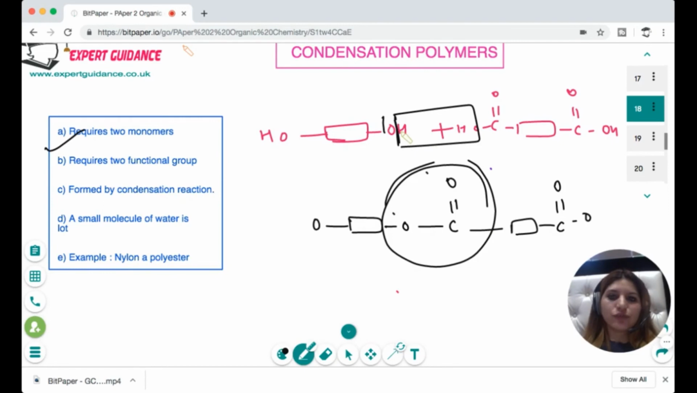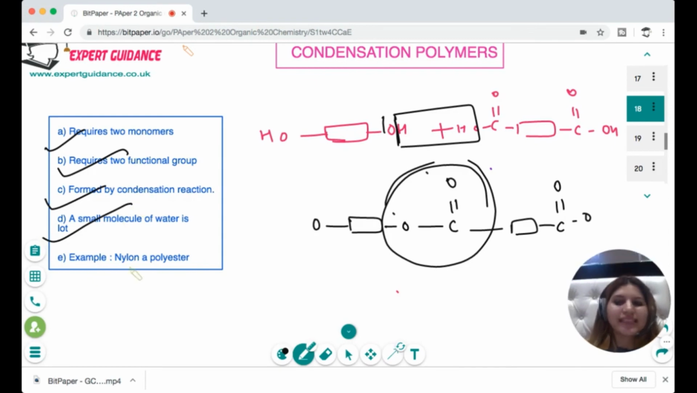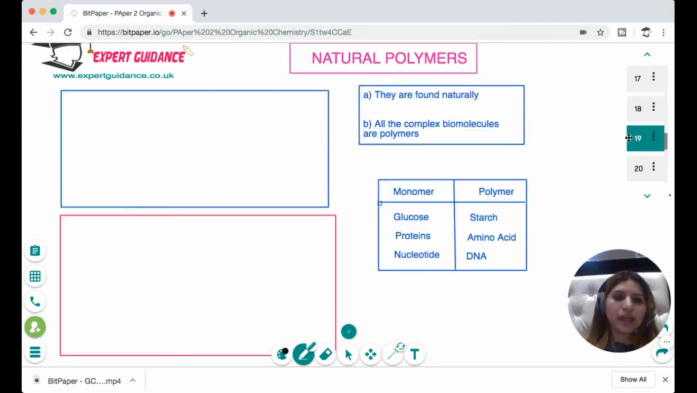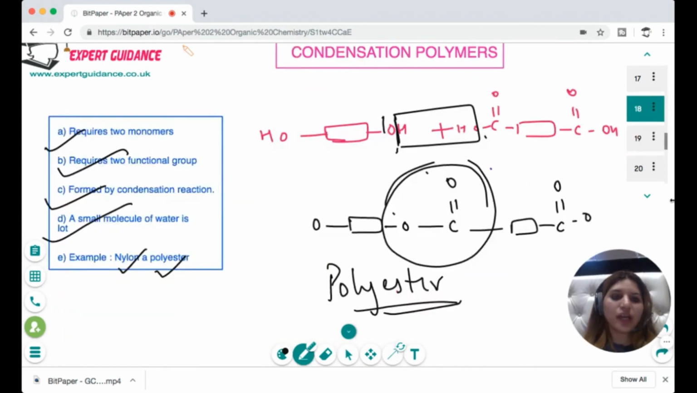So we have two functional groups facing each other. We have removed a molecule of water. A small molecule like water is lost, for example nylon or polyester. This is between alcohol and carboxylic acid, so this is a polyester. An example is nylon. Okay, so this is the difference between addition and condensation polymers. Addition requires one monomer. Condensation requires two monomers or two functional groups. In addition, nothing is lost. Here, a small molecule is lost. Addition polymers are formed by addition reaction. These are formed by condensation reaction.